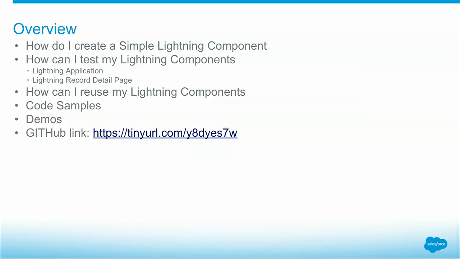Okay, so really, this is about how I am going to create a very simple Lightning component. We're going to start off with a very simple component, and then we're going to use that within another more complex component so that we can show how we can reuse our components after we build them. So there's a couple ways to test them. First is to build out a Lightning application. A Lightning application is really just a way in the developer console that you can test your Lightning components. Another way to test them is to use a record detail page, and we'll show examples of both of those later on.